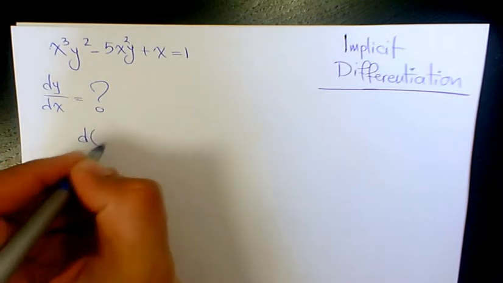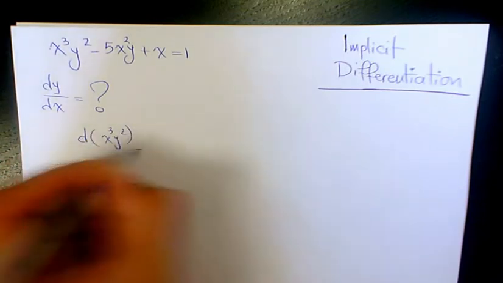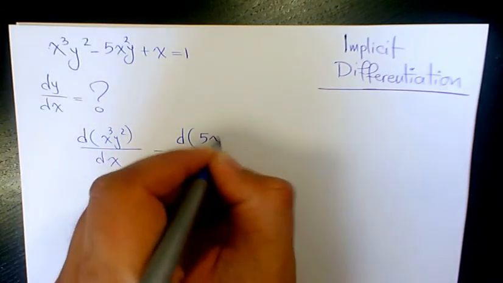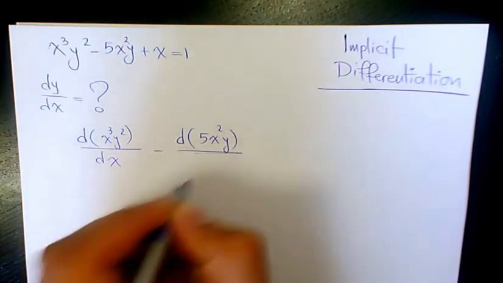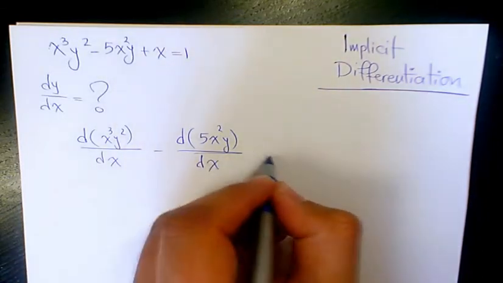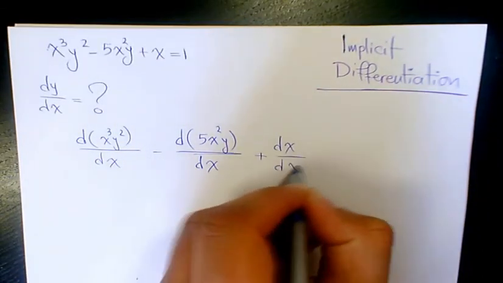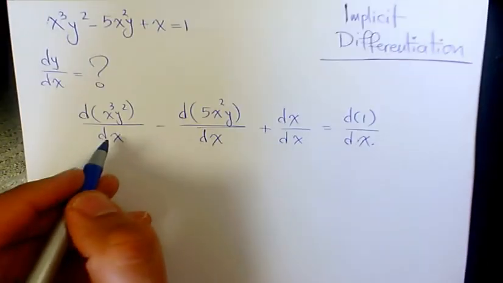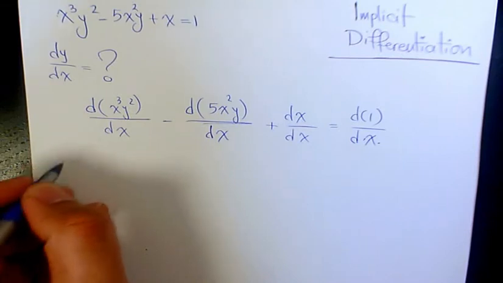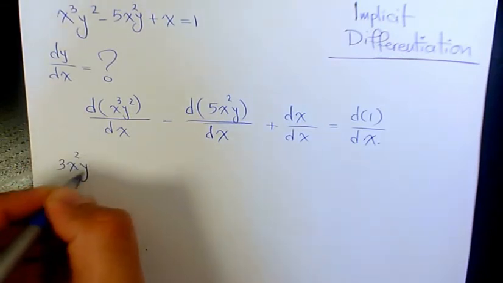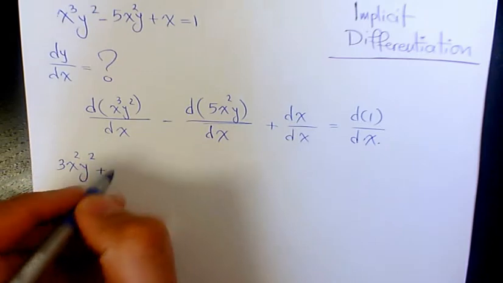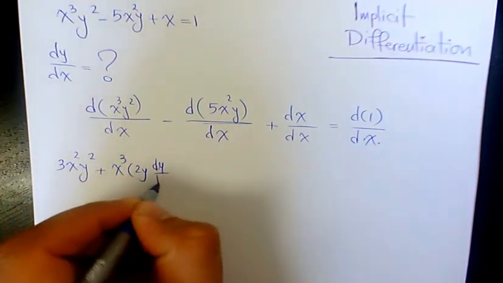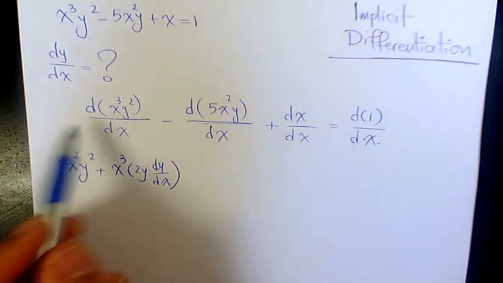So that's going to be the derivative of x cubed y squared with respect to x, minus the derivative of 5x squared y with respect to x, plus the derivative of x with respect to x, equals the derivative of 1 with respect to x. So this one is going to be 3x squared y squared plus x cubed times 2y times dy over dx. Basically I use the product rule.